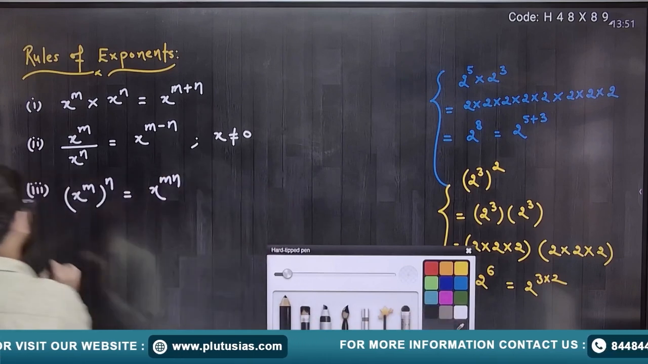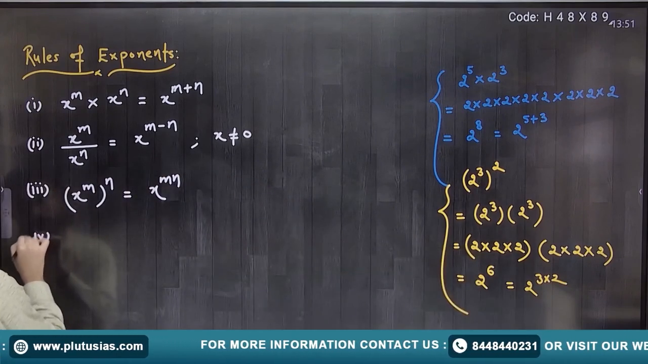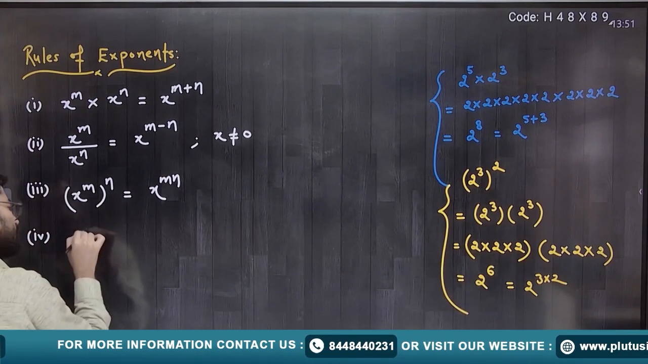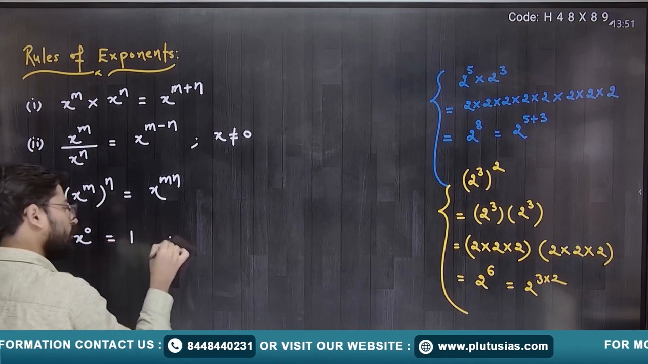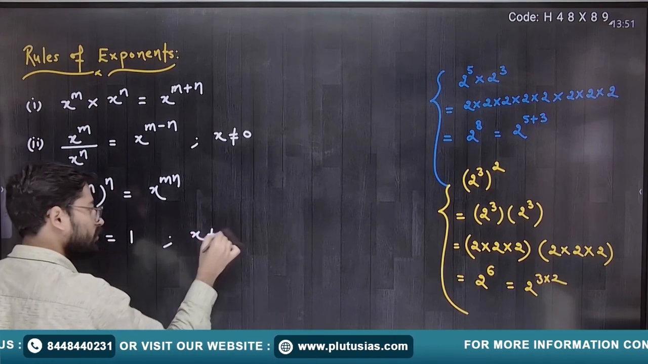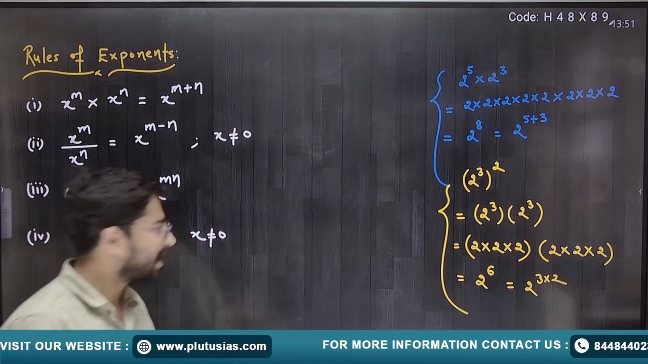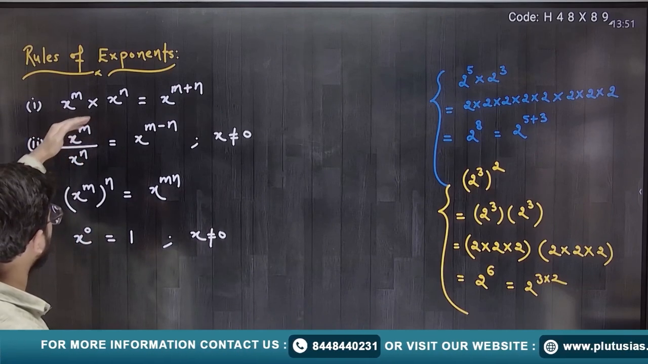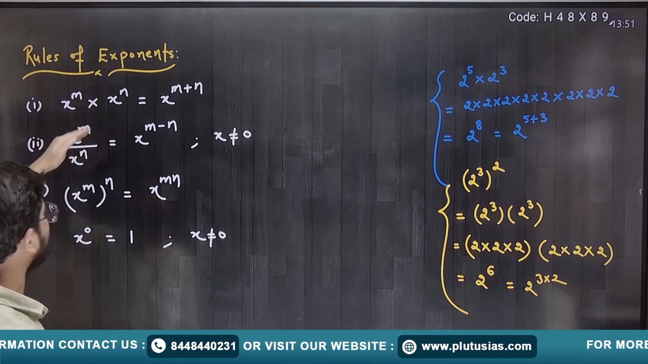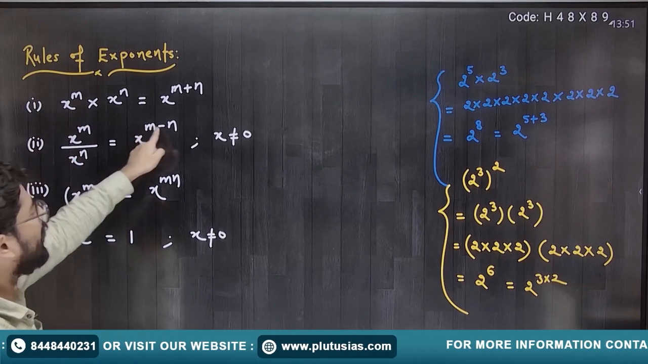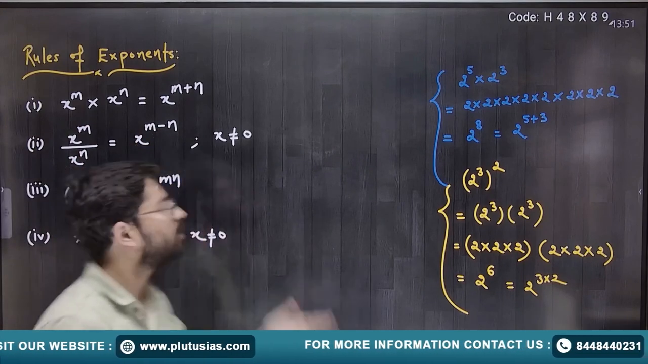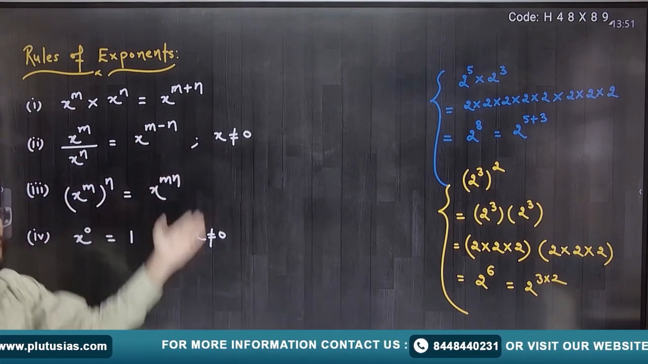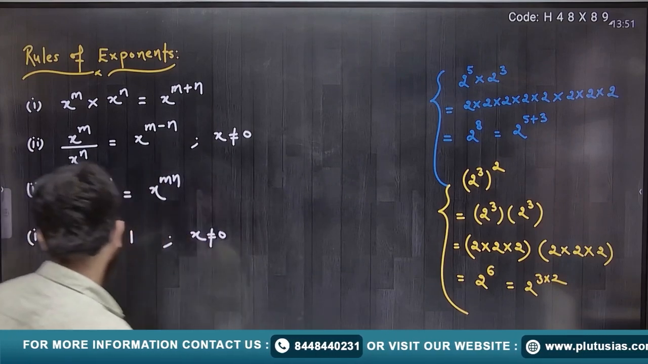Fourth property. That is x raised to power 0, that is 1 whenever x is non-zero. You can find this thing very easily. Put m and n same. So when you put m and n same, the denominator and numerator both are same, so you can cancel it. It is 1. And x raised to power n minus n is 0. So you will get x power 0 is 1 where x is non-zero. Okay. Very simple.